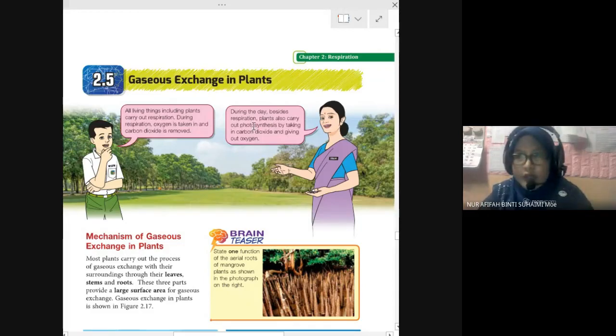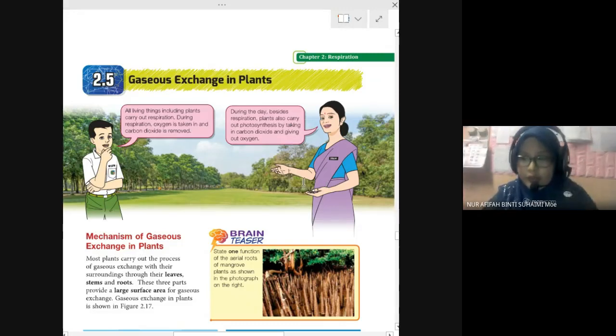2.5 Gases exchange in plants. Okay, this one we have also discussed. Mechanism of gases exchange in plants. We have a leaf, stem, roots. The plants consist of leaves, stem, roots, so it will provide a large surface area for gases exchange.